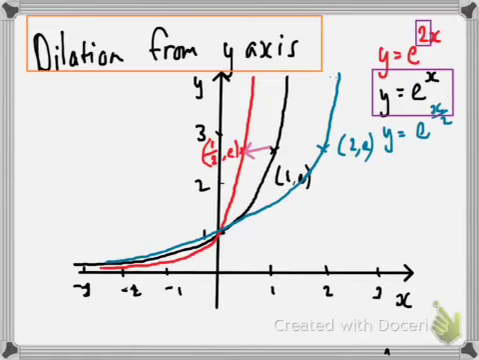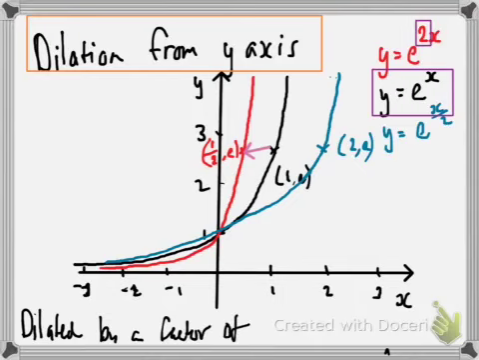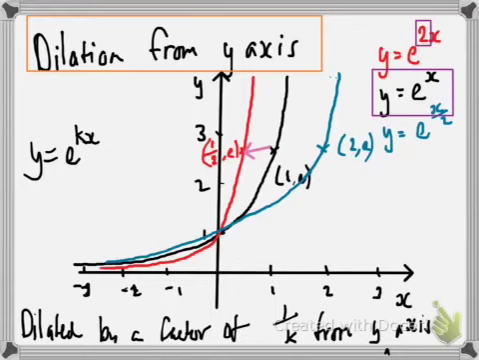So what we can say here is that the graph is dilated by a factor of, now if our general form is y equals e to the power of kx, that's our general form, it's dilated by a factor of 1 over k, because remember 2 there is dilated by a factor of a half from the y-axis. So dilated by a factor of 1 over k. So if we had y equals e to the power of 3x, it would be dilated by a factor of a third. The point that we're looking at there would be 1/3, e.